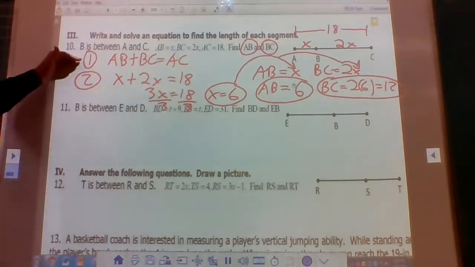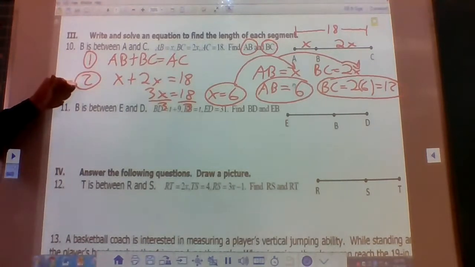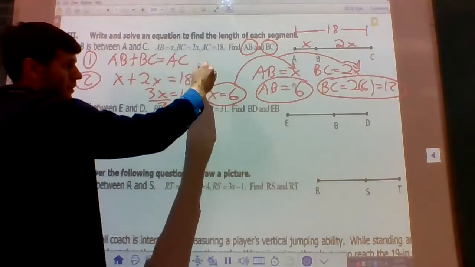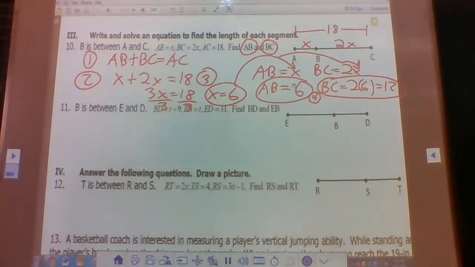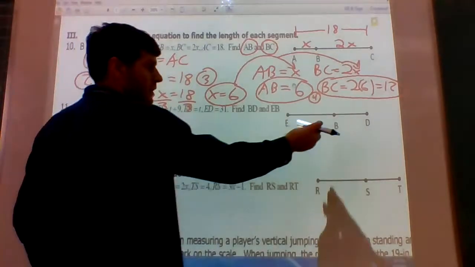So step one, write the equation. Step two, substitute in what we know. Step three, solve for X. And then step four, substitute the X into each of the segment lengths that we're trying to find, AB and BC. Okay, number 11, B is between E and D.